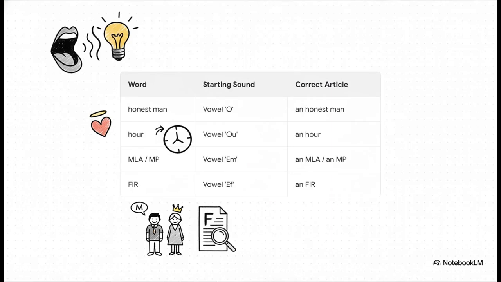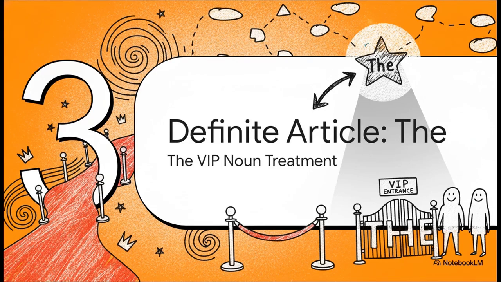Now let's see how this builds with an, which strictly precedes vowel sounds. Take the word honest. The H is completely silent, so you're starting the word with an O sound. That makes it an honest man or an hour. Now look at those acronyms, because this is where people literally get tripped up all the time. MLA. When you say the letter M out loud, you're actually vocalizing em. It starts with an E sound. Therefore, it's an MLA, an MP, and an FIR. Sound dictates everything.